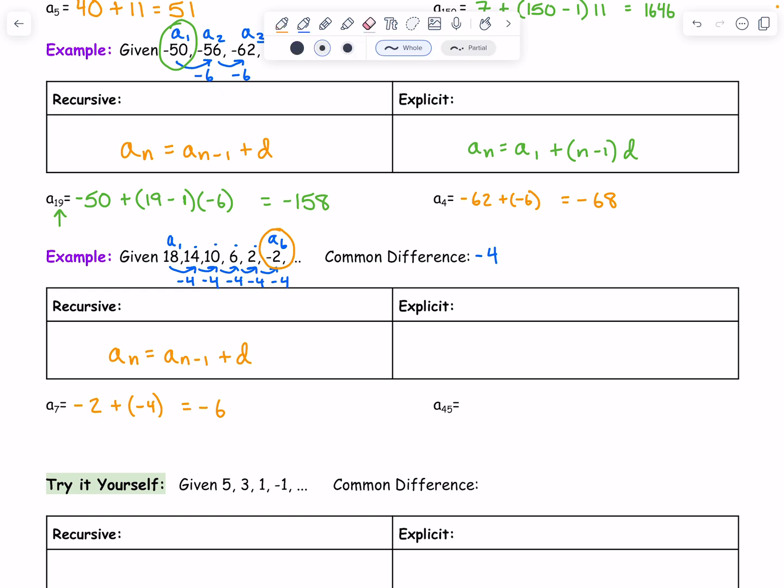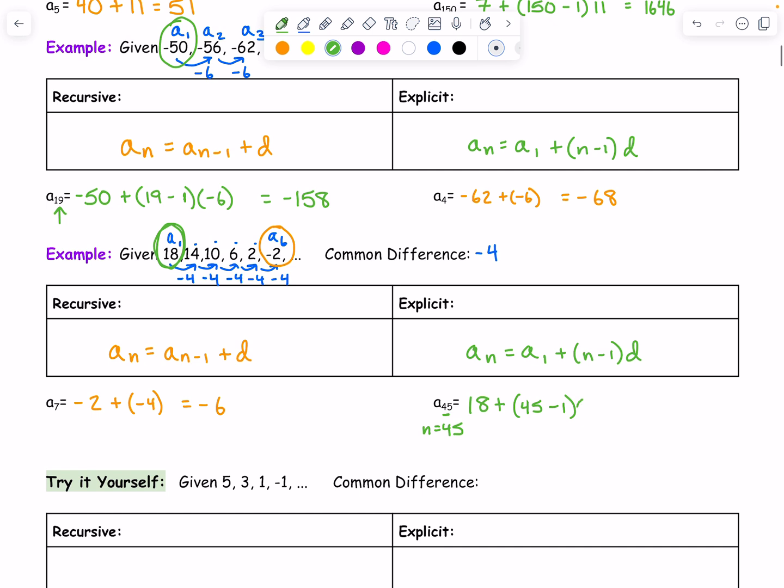Now let's write out the explicit formula and see if that would help us with the other part of our problem. So a sub n is equal to the first term, which we note is a sub 1 plus n minus 1 times the common difference of d. So a sub n, remember n is your 45, equals a sub 1, which we look over here, that was 18, plus, so we type 45 is our n. Here, I'm just going to write that over here. 45 is n minus 1 times the common difference of negative 4, which we figured out in the beginning of the problem.